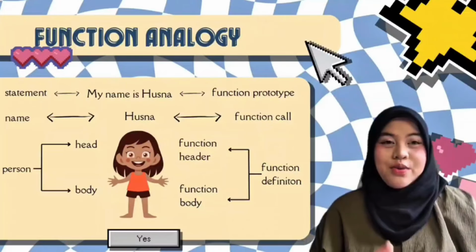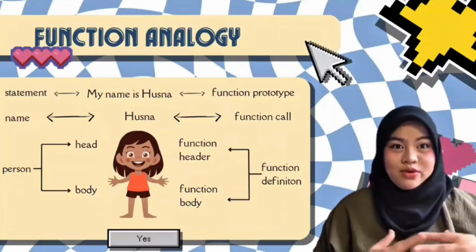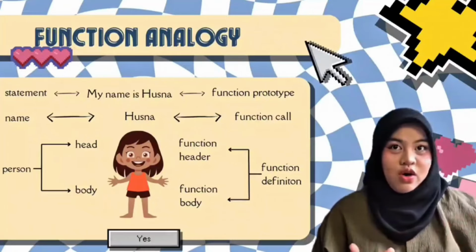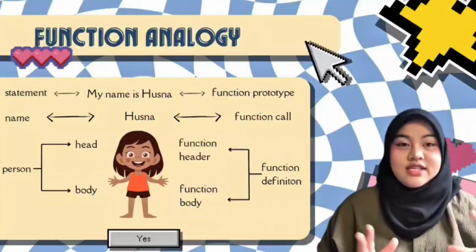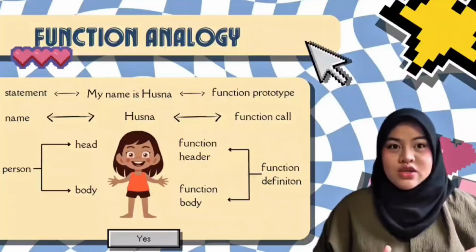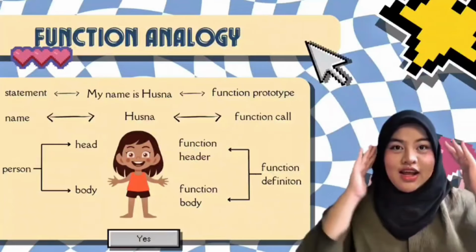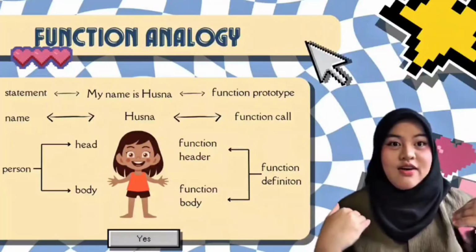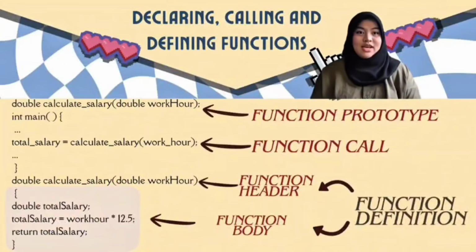"Statement" we know as a function prototype, then "name" is a function call, and "a person" is a function definition. So the head is a function header and the body is a function body. As you can see, this is an example of a function.